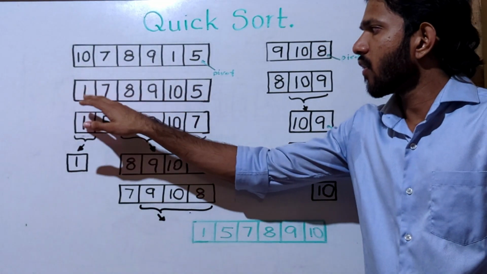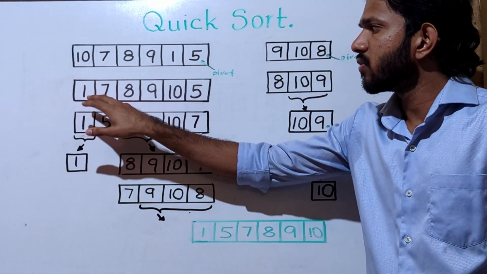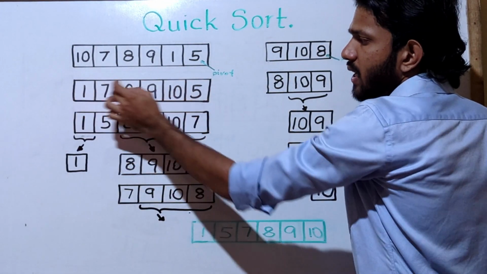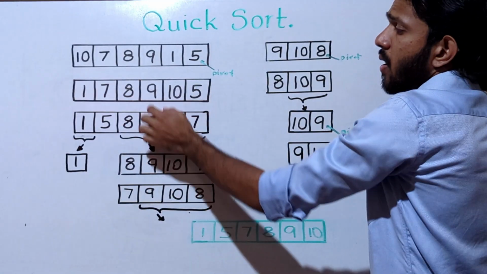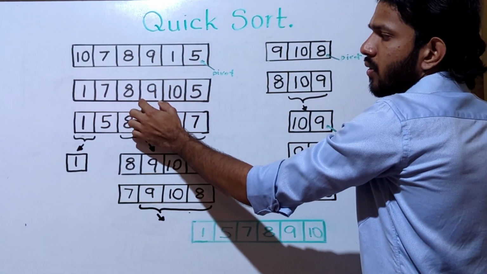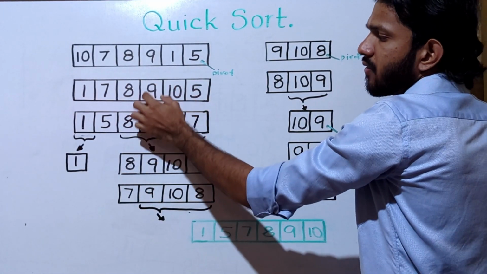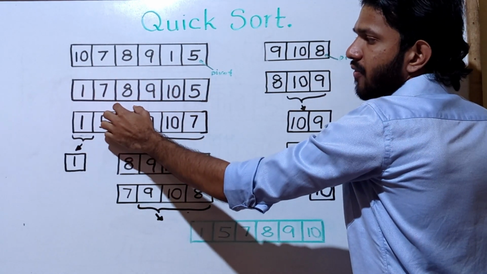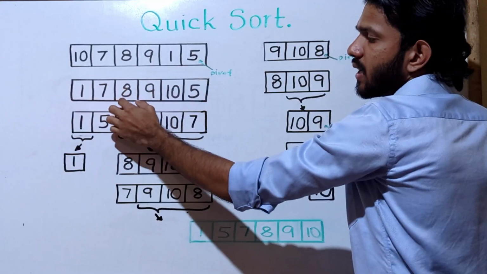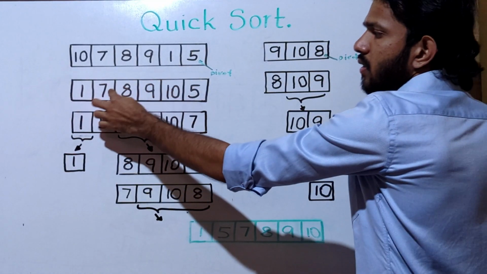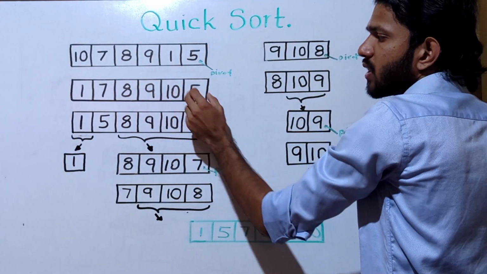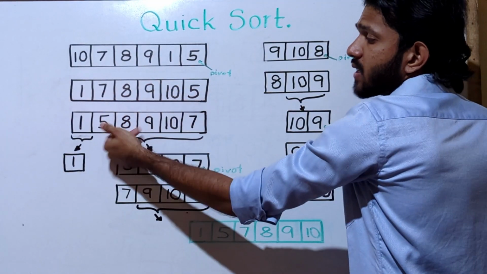After that, we can continue with 7 and 9. 7 is greater than 5. Then 7 wants to move to this side. But 9 is not less than 5. Then 9 will remain on this side. Then 8 is also not less than 5. Then 8 will also remain on this side. Then the element which wants to move to this side, we can swap it with our pivot and rearrange the array like this.